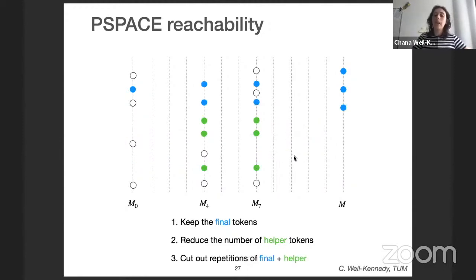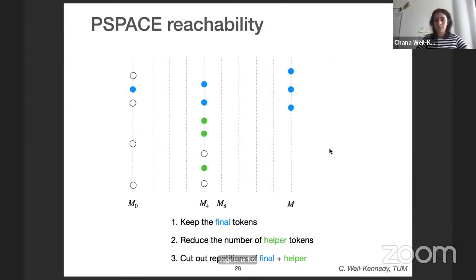Finally, we cut out repetitions of the multi-sets of final tokens and helper tokens. So we show that we can ignore all the other tokens, which are neither final nor helper, identify when there are repetitions of final plus helper, and cut out these repetitions, thus obtaining a shorter firing sequence. And we do this over and over until there are no repetitions of the final plus helper multisets.